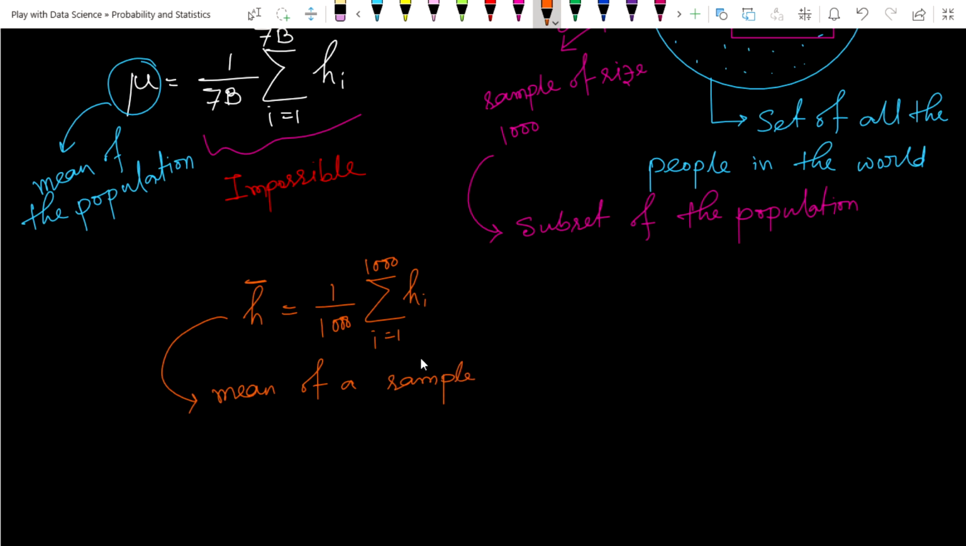These things are the mean of a sample. Okay, I think you understand. If I use xi instead of hi, then I write x-test. Both are the same, I am just using different notations. So these are called the height estimation, the height of my sample.